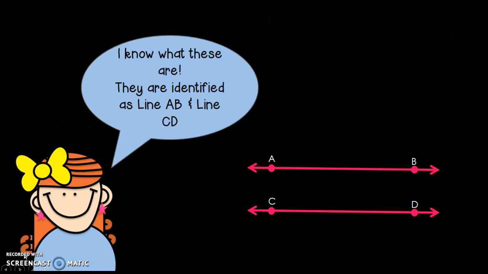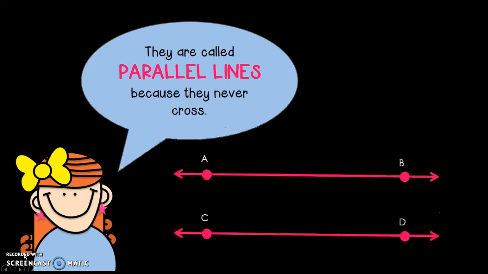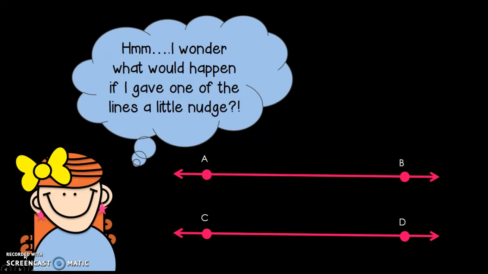I know what these are, says Sally. They are identified as line AB and line CD. They're called parallel lines because they never cross. I wonder what would happen if I gave one of the lines a little nudge.